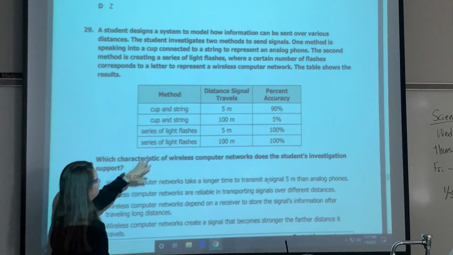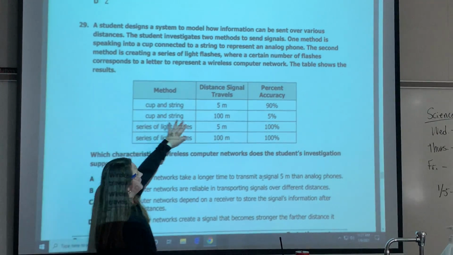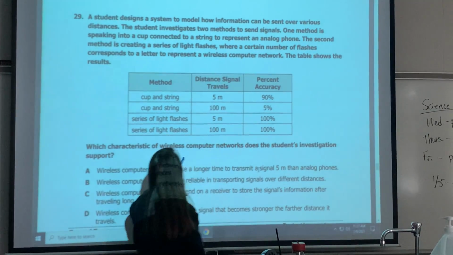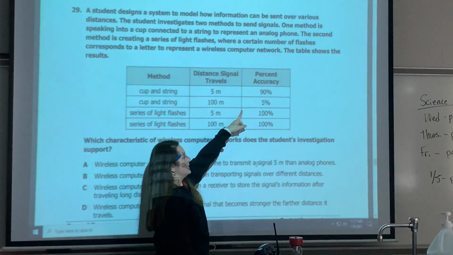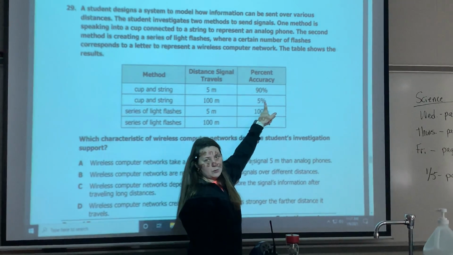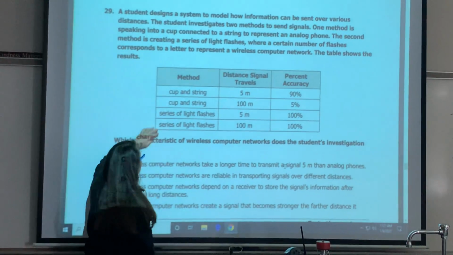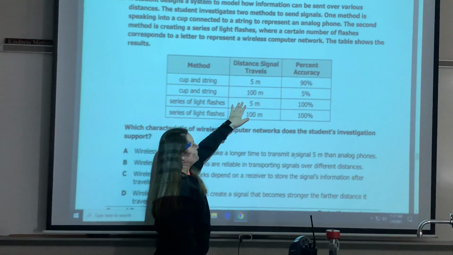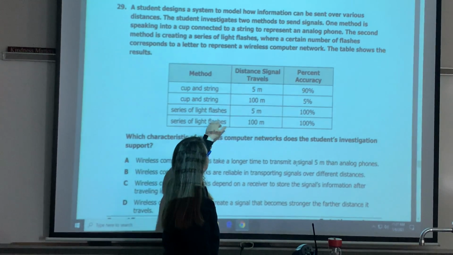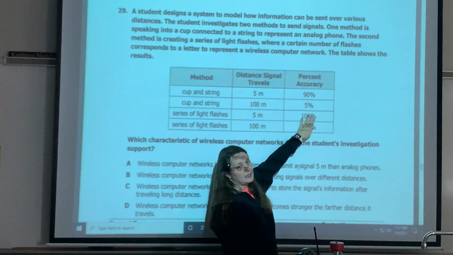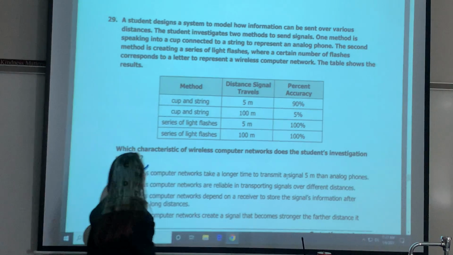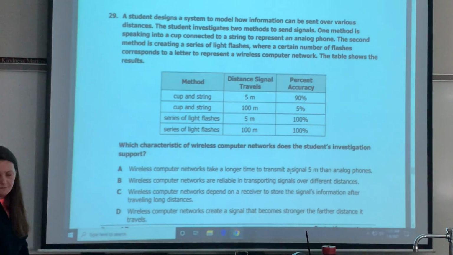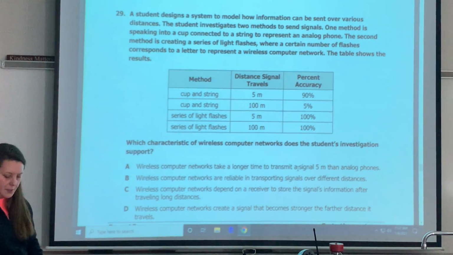So we're looking at the cup and string. It goes 5 and 10, and the accuracy is 90 and 5. Notice that the longer the string went, the accuracy was not as great. Then we did a series of light flashes, and they went 5 meters and 100 meters. Notice with these light flashes they were 100% accurate. So which characteristic of a wireless computer network does the student's investigation represent the most?